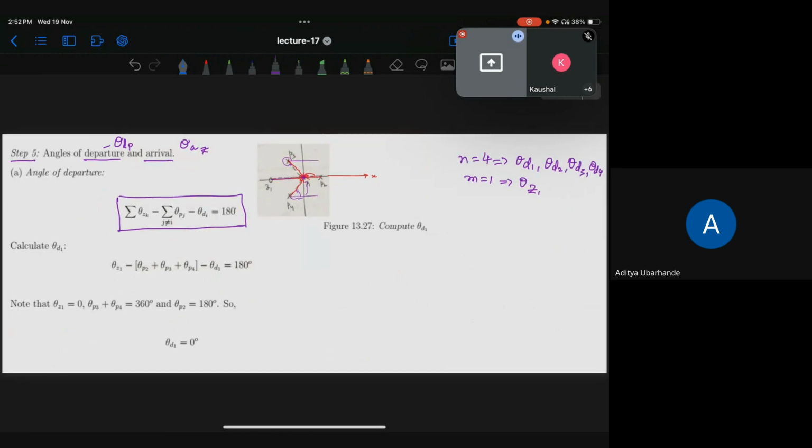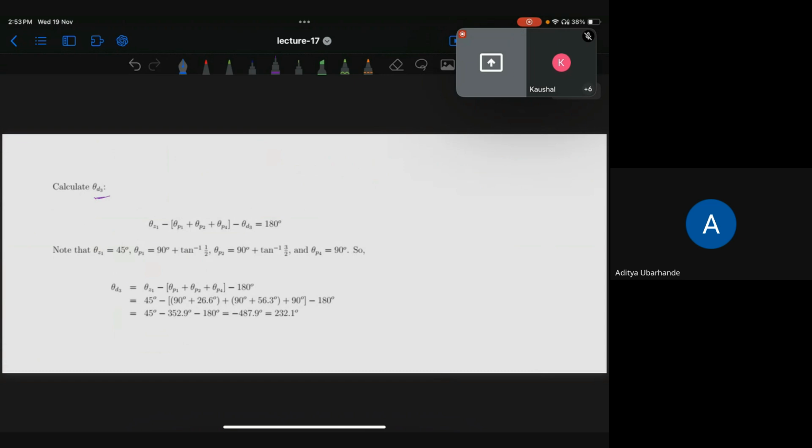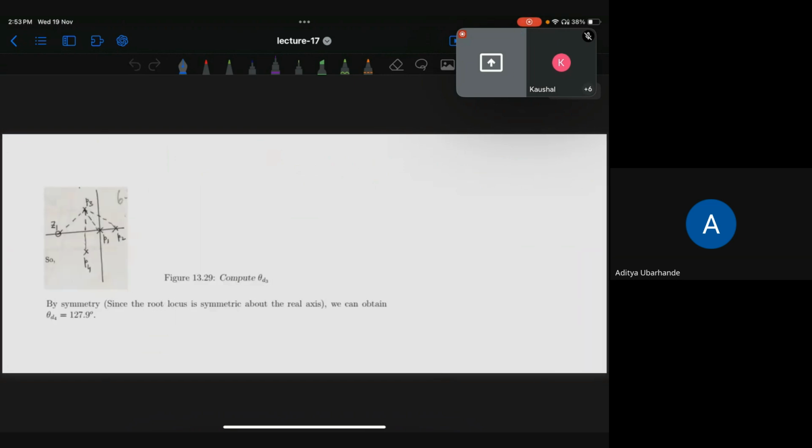Okay, so you can find all these angles, which means you'll have theta p2, theta p3, theta p4 and theta z1. These are the angles that make with the pole 1, p1. That is nothing but you're trying to find theta d1. Once you substitute it, you're getting theta d1 as 0 degrees. Okay, similarly you can find theta d2, theta d3, then theta d4, the final angle. Okay, so these are the departure angles.